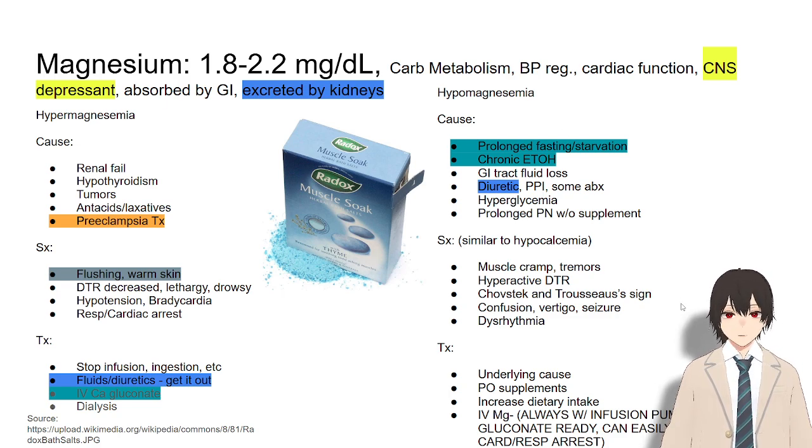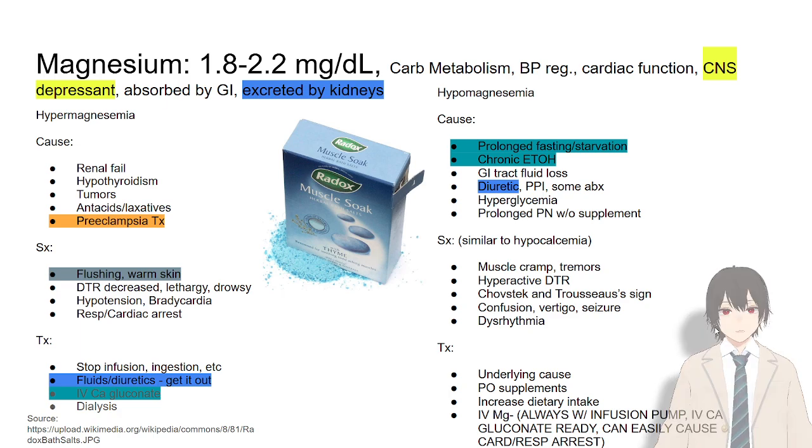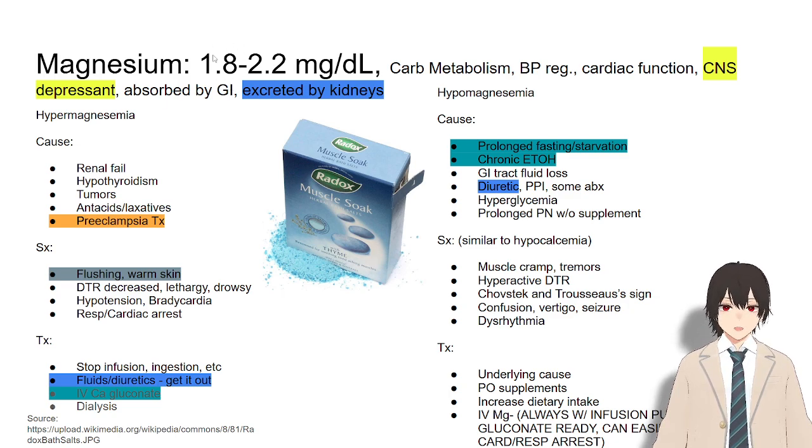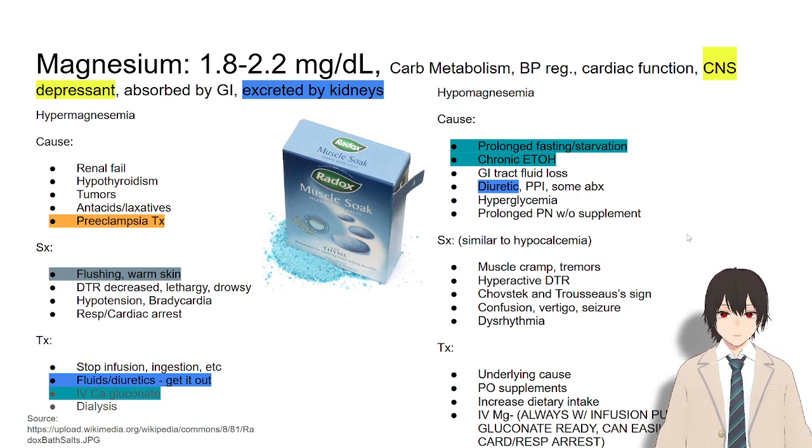Now, a big safety tip is if you're giving IV magnesium, always give it through an infusion pump and always have IV calcium gluconate ready, because you can easily cause a cardiac or respiratory arrest since the therapeutic range is so narrow. You don't have much of a margin to play with.